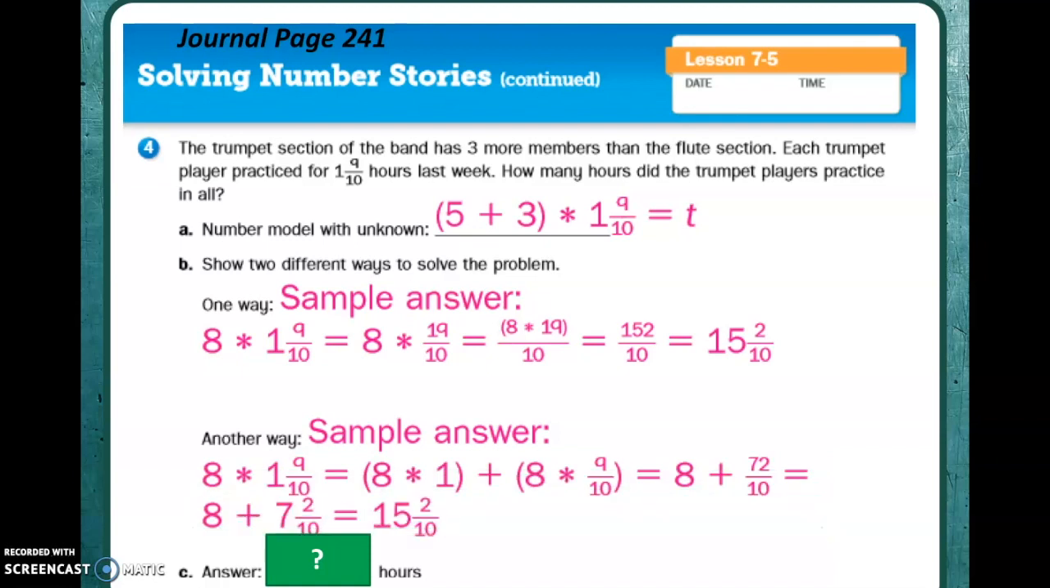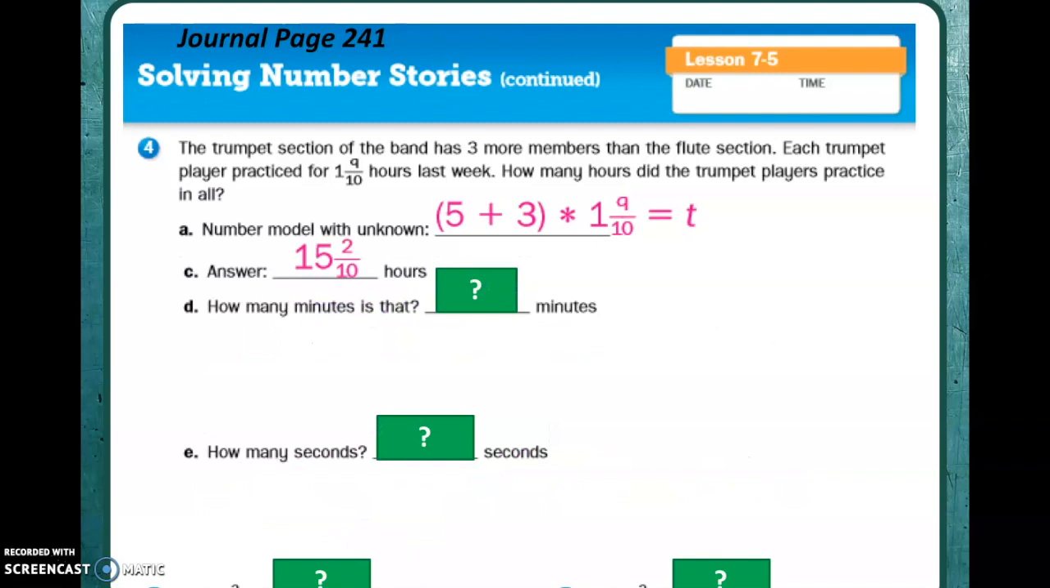However, most of us probably used the method below, which is multiplying 8 times 1 and then multiplying 8 times 9/10. When you do that, you get 8 plus 72/10, and 72/10 is the same thing as 7 and 2/10. So when you add them together, you get 15 and 2/10 hours.